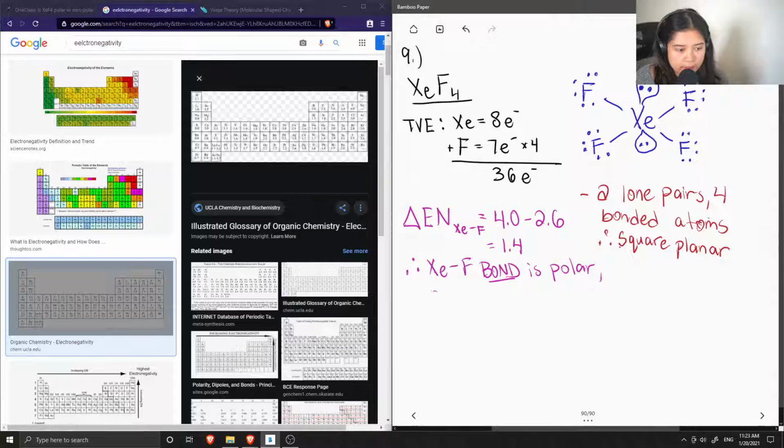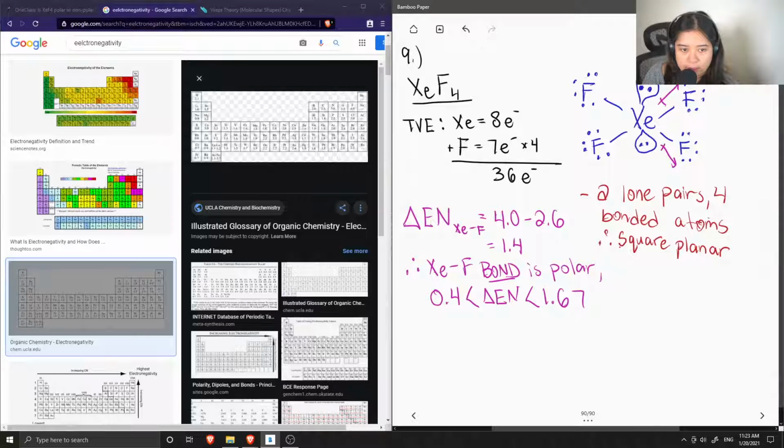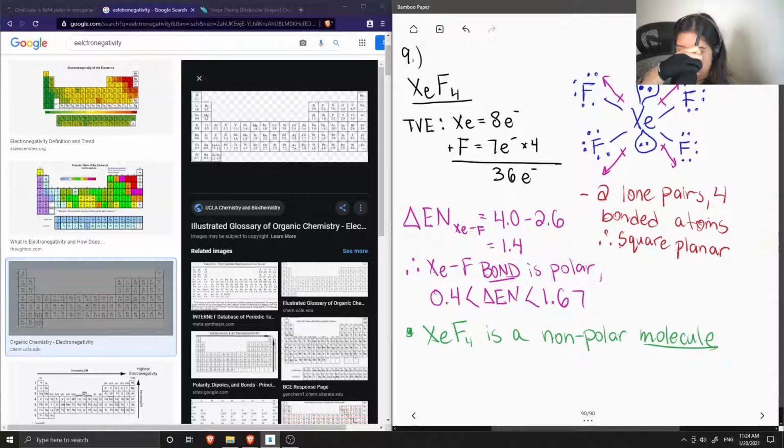And we know that because its electronegativity difference is greater than 0.4 but less than 1.67. So now we can show dipole moments pointing towards the direction of the fluorines, since fluorine is noticeably more electronegative than our xenon and creates these dipole moments. But if we look at the shape of our molecule, which is square planar, you can see that these dipole moments cancel each other out. So we can say that xenon tetrafluoride is a nonpolar molecule. So this is an example of how we can have a polar bond, but an overall nonpolar molecule. This is because the dipole moments cancel each other out.